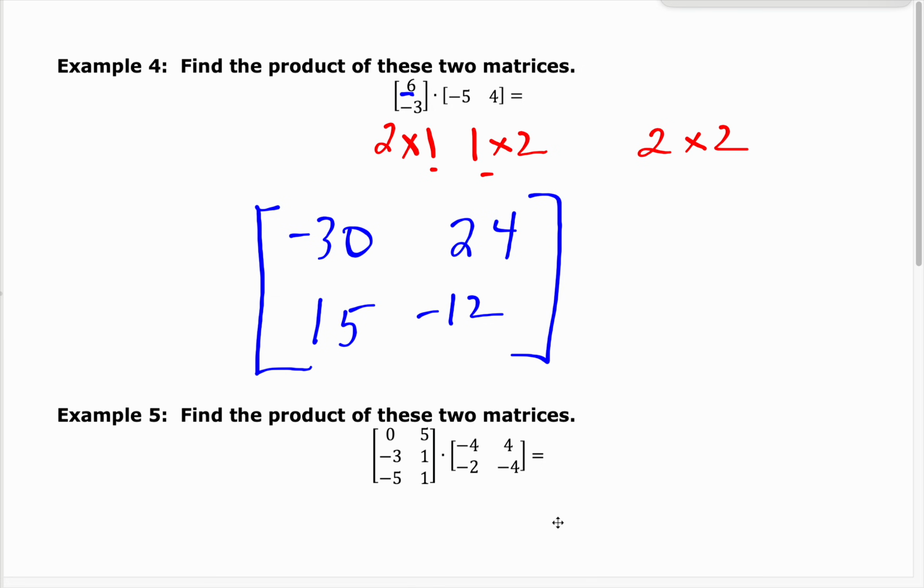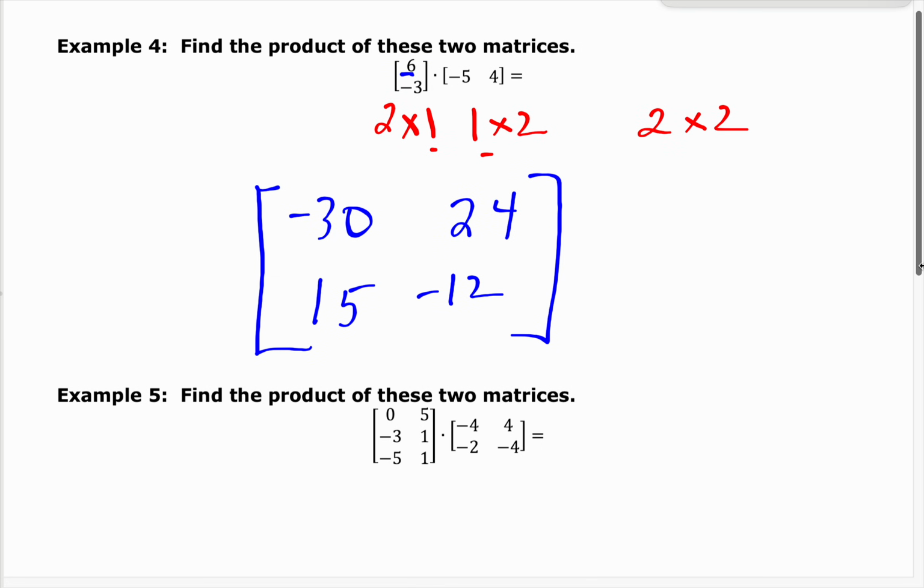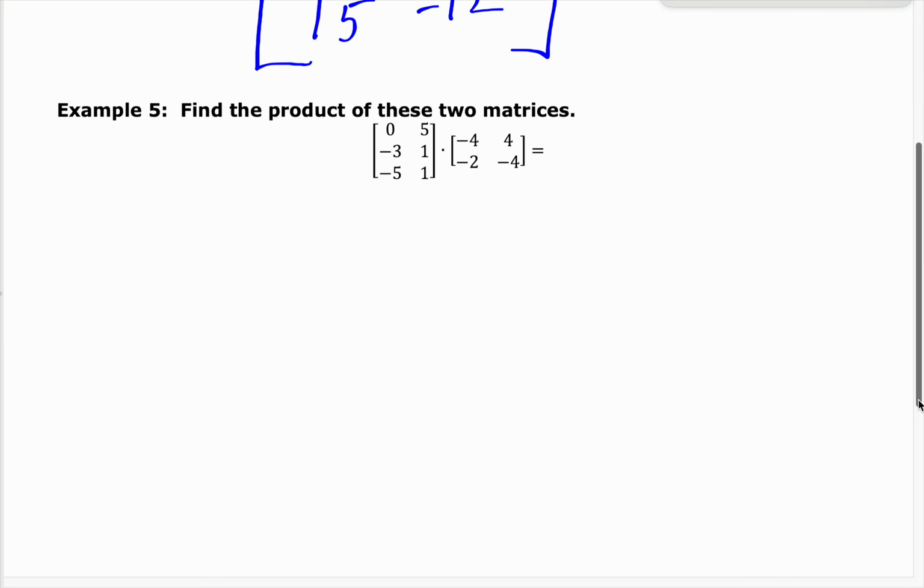Example 5. All right. We have a 3 by, that's not what I wanted to write. Try that again. We have a 3 by 2 times a 2 by 2. We're looking to make sure they match. We're going to result in a 3 by 2. Right there and right there.